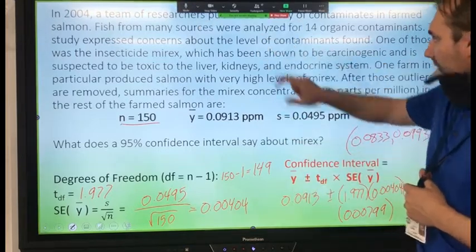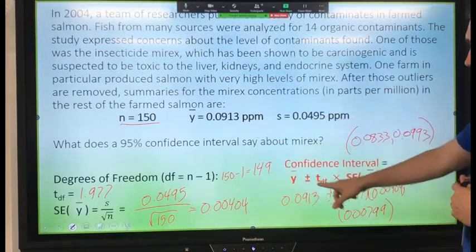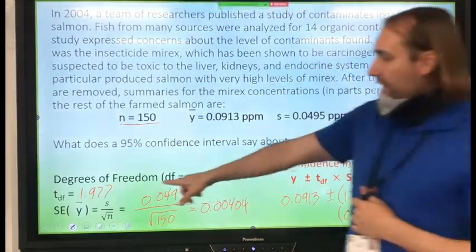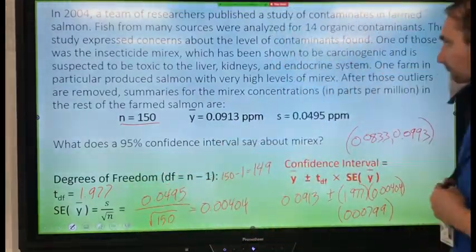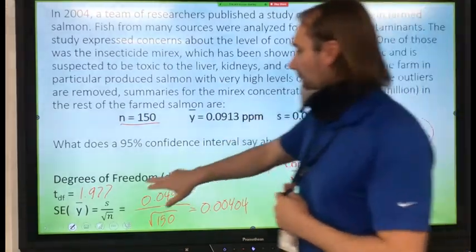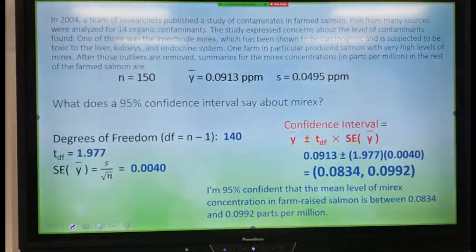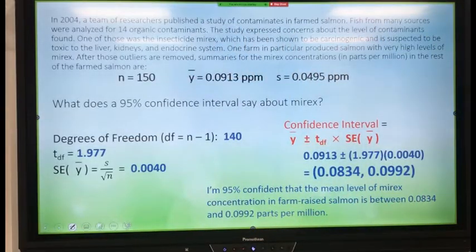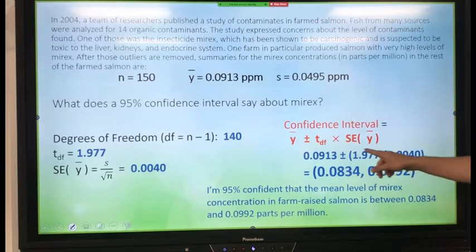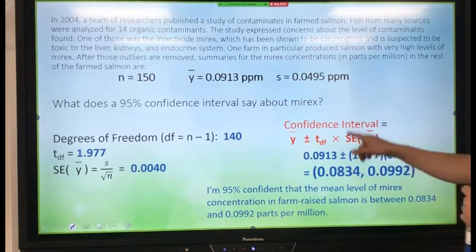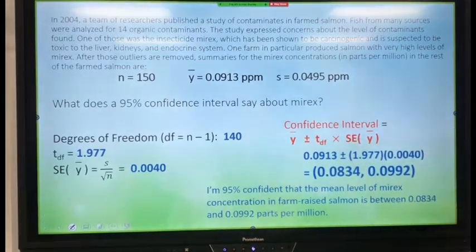So okay, it is going to be your mean plus or minus the t value you find times your standard error. Go to the next slide. There we go. So I am 95% confident that the mean level of Mirex concentration in farm-raised salmon is between these values. So I'm 95% confident I'll find these concentrations within my fish in that farm. The rest of the 5% will be outside of that.